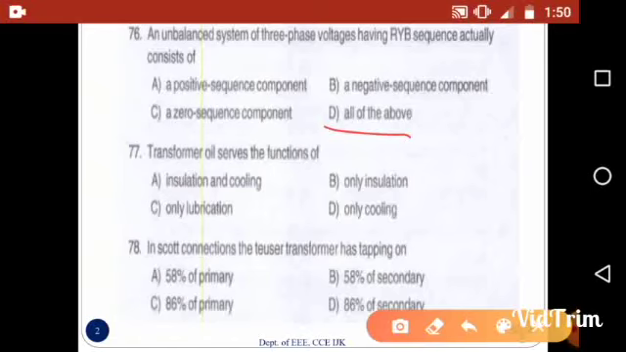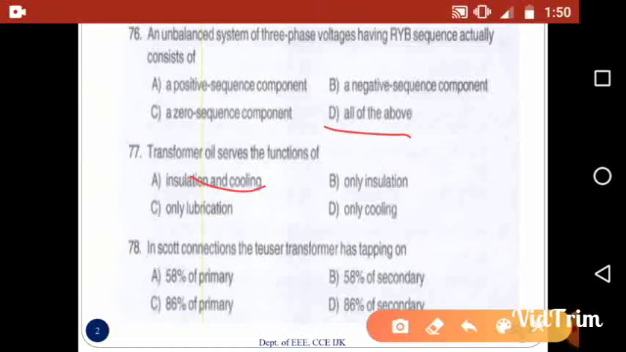Moving to the 77th question, transformer oil serves the function of. The transformer tank is filled with transformer oil which has a function of both insulation and cooling. So, the answer is option A.